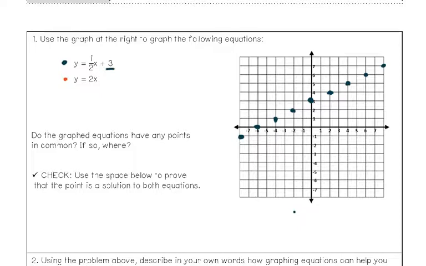And I just want to do as many points as I can to make a line. That's why I do that both ways. This is roughly what your line's going to look like. So that's the blue line. Now I'm going to graph the red line.